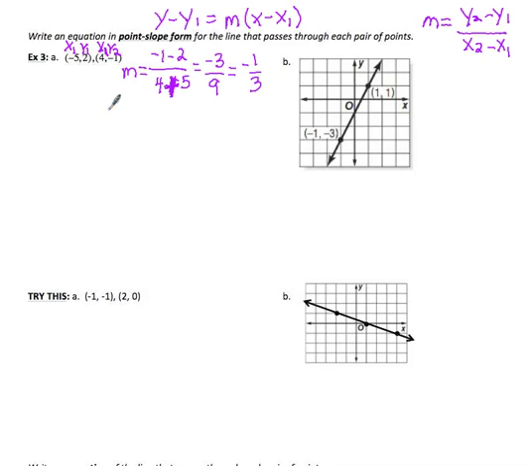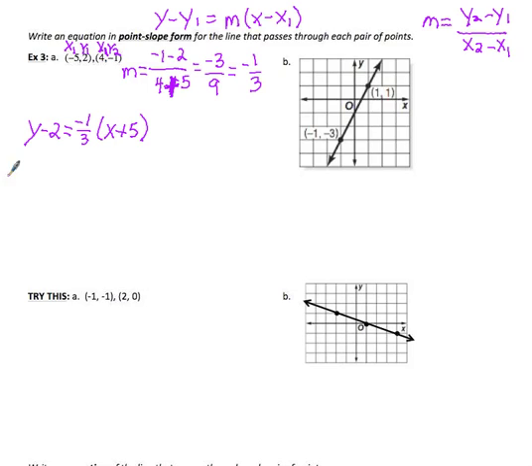So I'm going to show you how we can actually make 2 equations from this, and they're both correct. Okay, so I'm going to pick the first point first. I'm going to say y minus 2 equals, the slope is -1/3, -1/3 times the quantity x, and it's minus a -5, so I can just say x plus 5. That's one equation that will work.